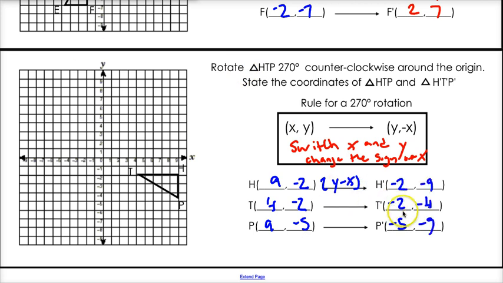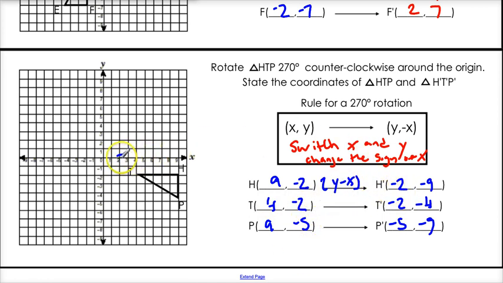If you did it correctly, these should be your new points. All right, you should have gotten -2, -9. So I put the X first. So I put my Y in front, right? So my Y was -2. I put that in front. And then I put my X in the back and I changed the sign. That became -9. For T, I put my -2 in front. See how that went to the front? That's my Y. And then my 4 went to the back and I changed the sign. And the same for the last. All right, so I changed them and I changed the sign.